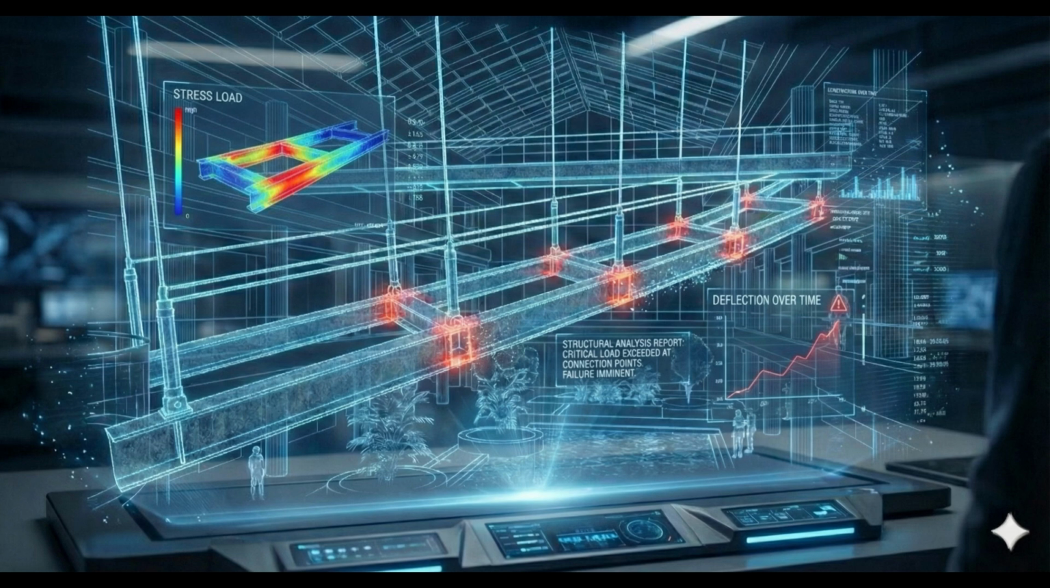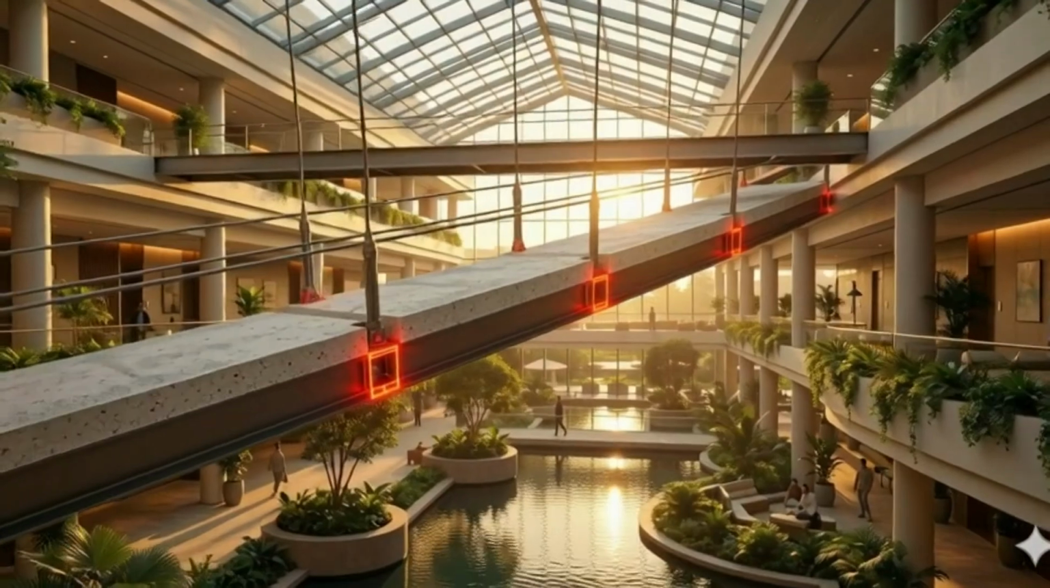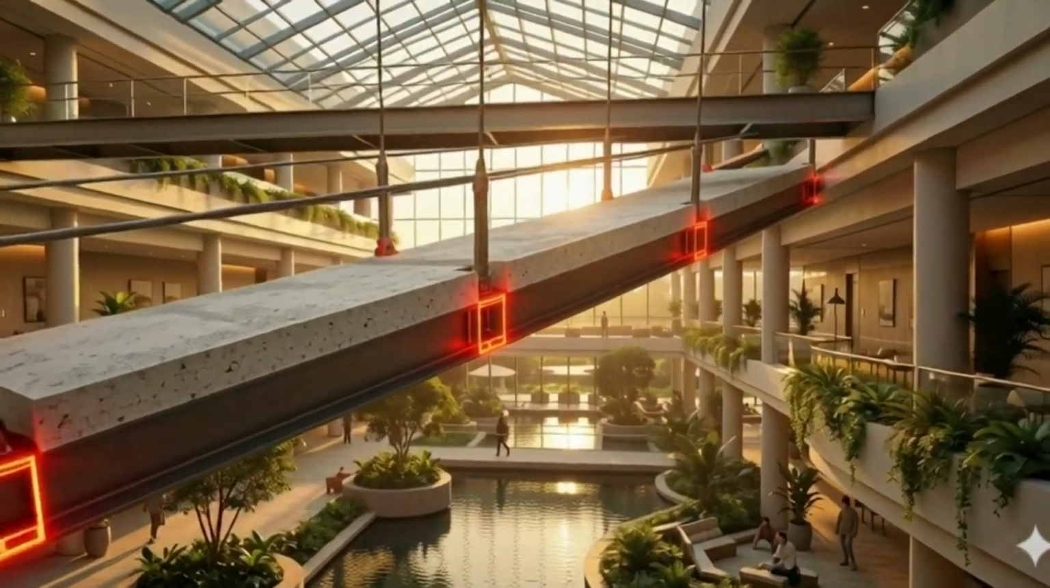Let's analyze what happened. To understand this failure, we need to understand what the walkways were supposed to look like and what they actually became. The original design called for three suspended walkways in the atrium, one at the second floor, one at the third, and one at the fourth. But during construction, the third floor walkway was eliminated. That left us with two walkways, one directly above the other.